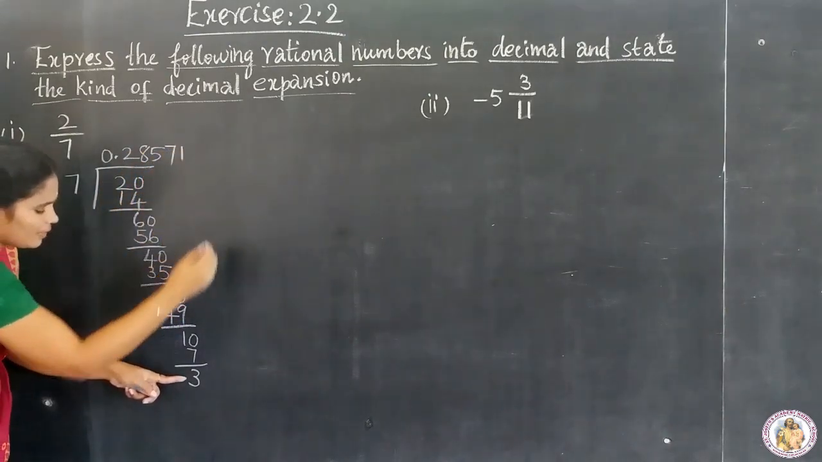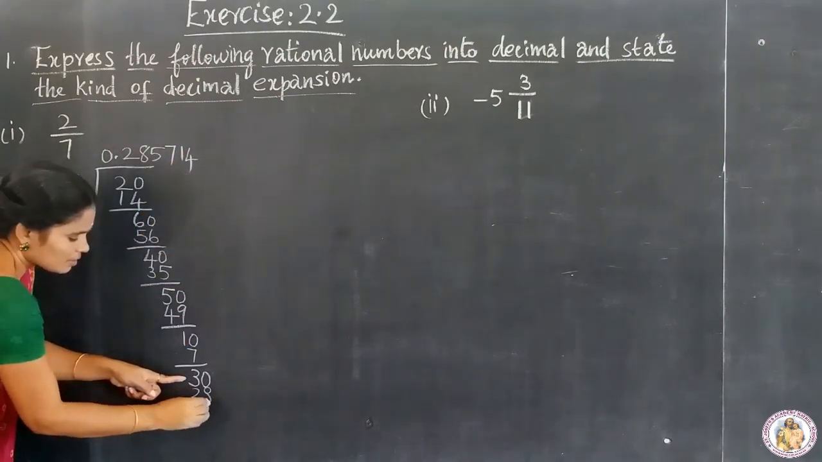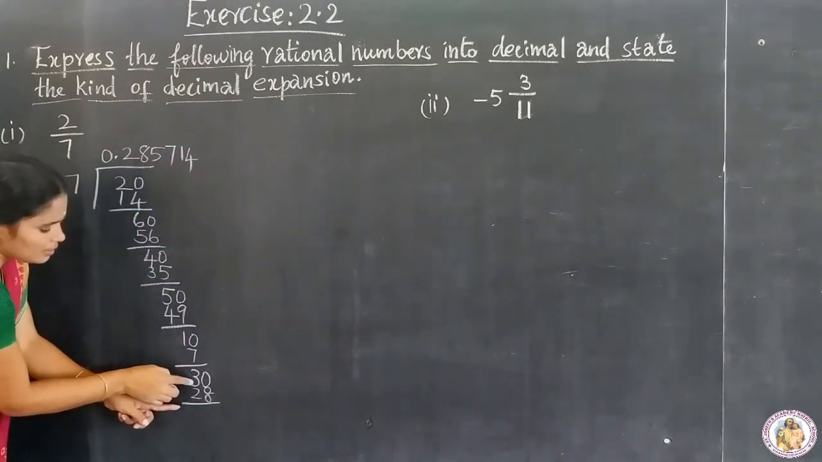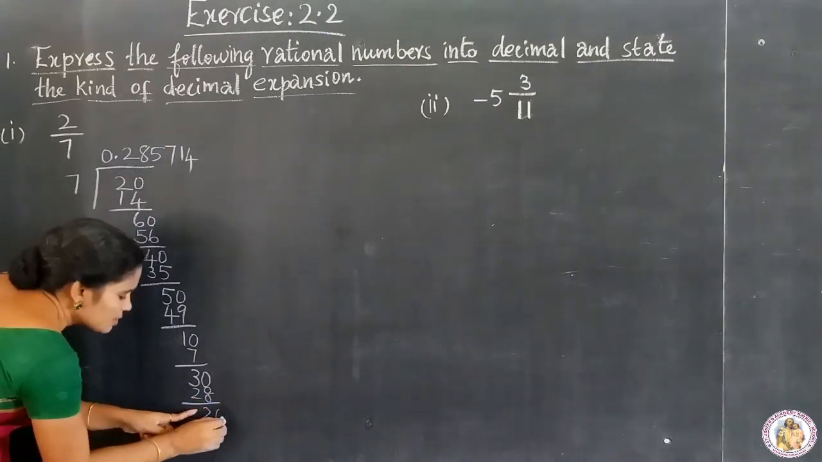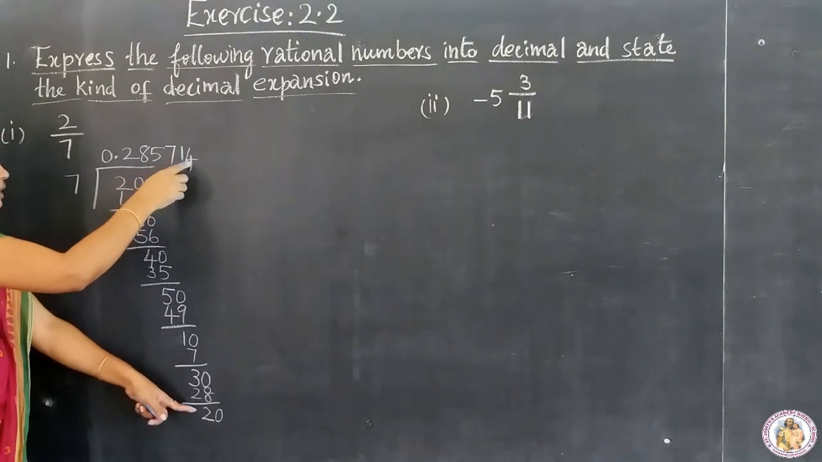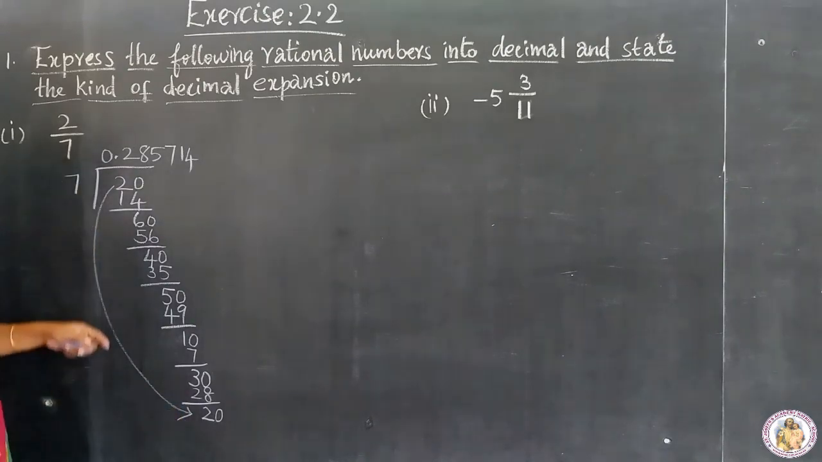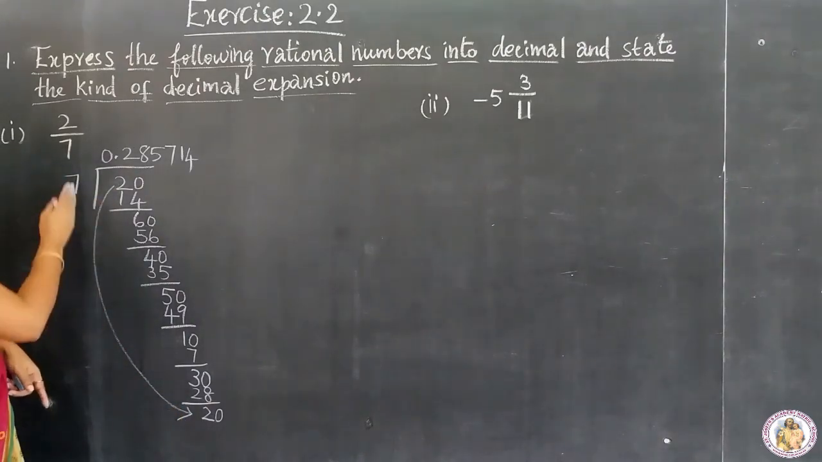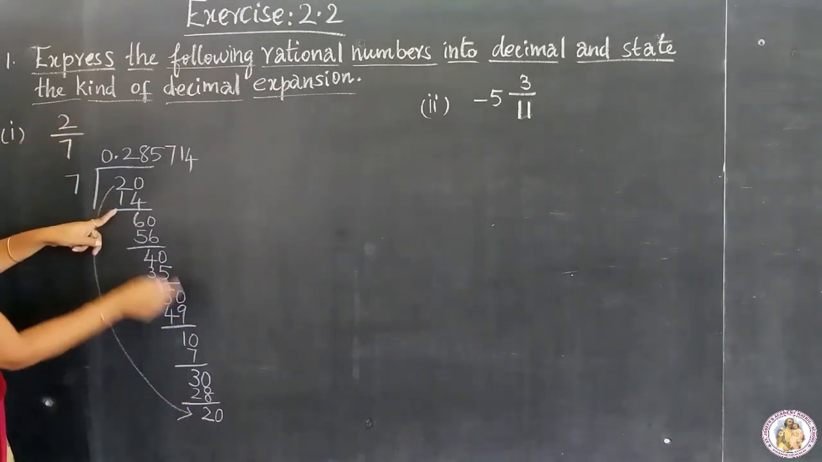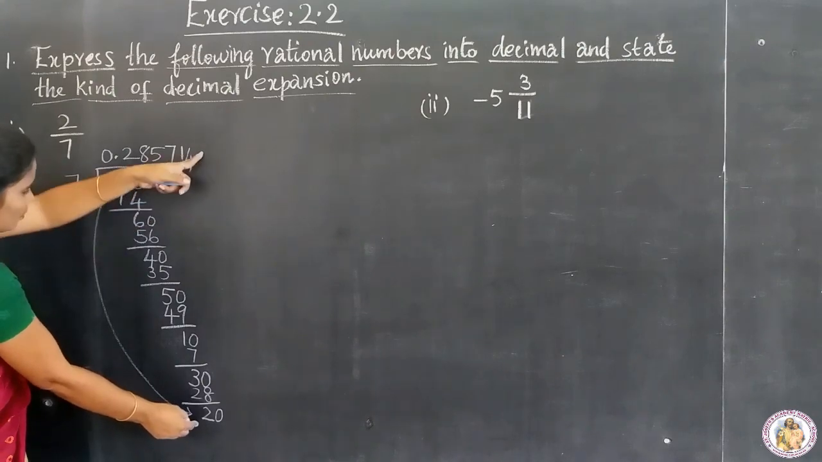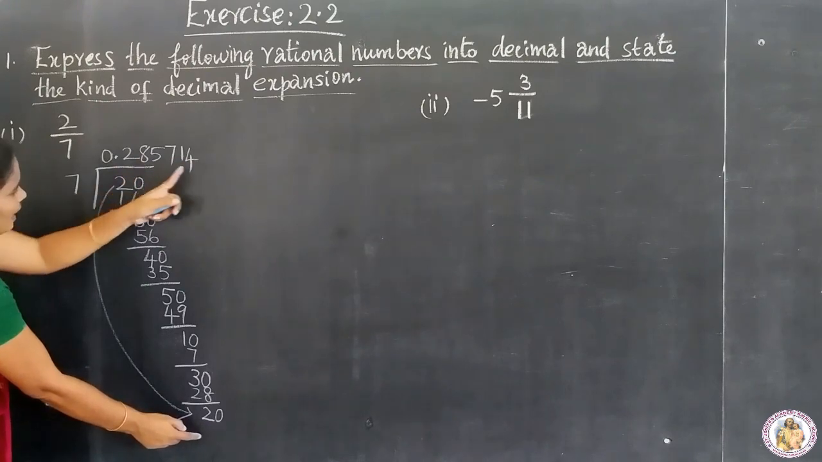Okay, so we don't have any number, so add 0. 7 4s are 28. 30 minus 28 is 2. So again add 0. 7 2s are 14. So you can see we have come to the starting place. So if we continue with this division, again we will be getting 7 2s are 14. So remaining 6, again 60. Again we will be having 8.